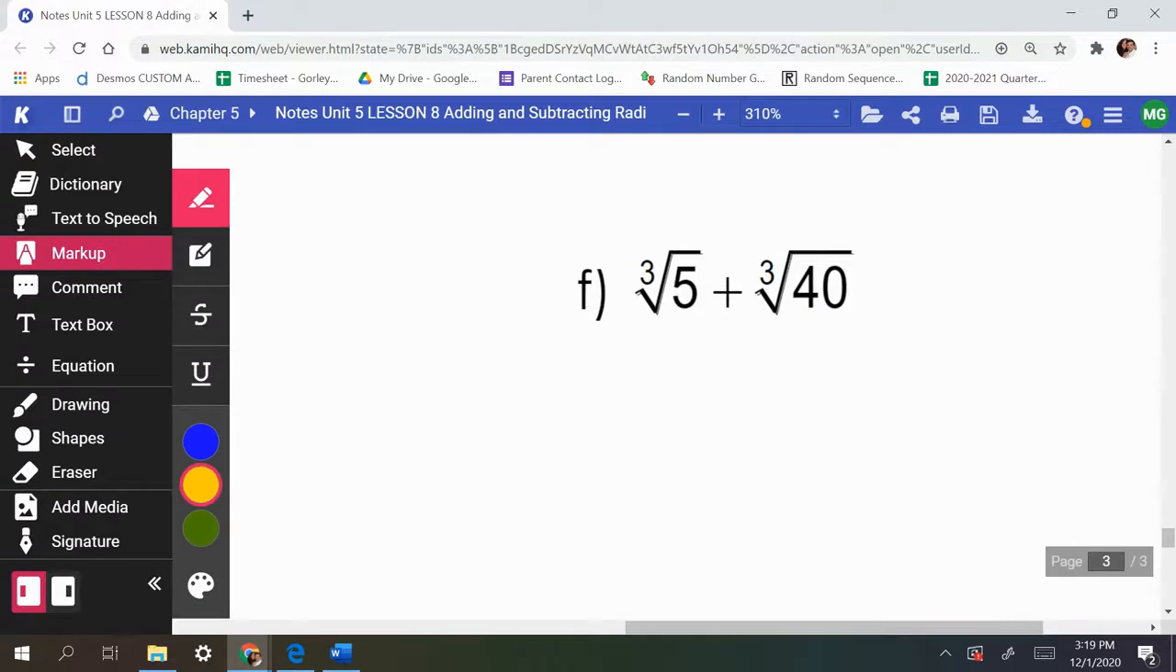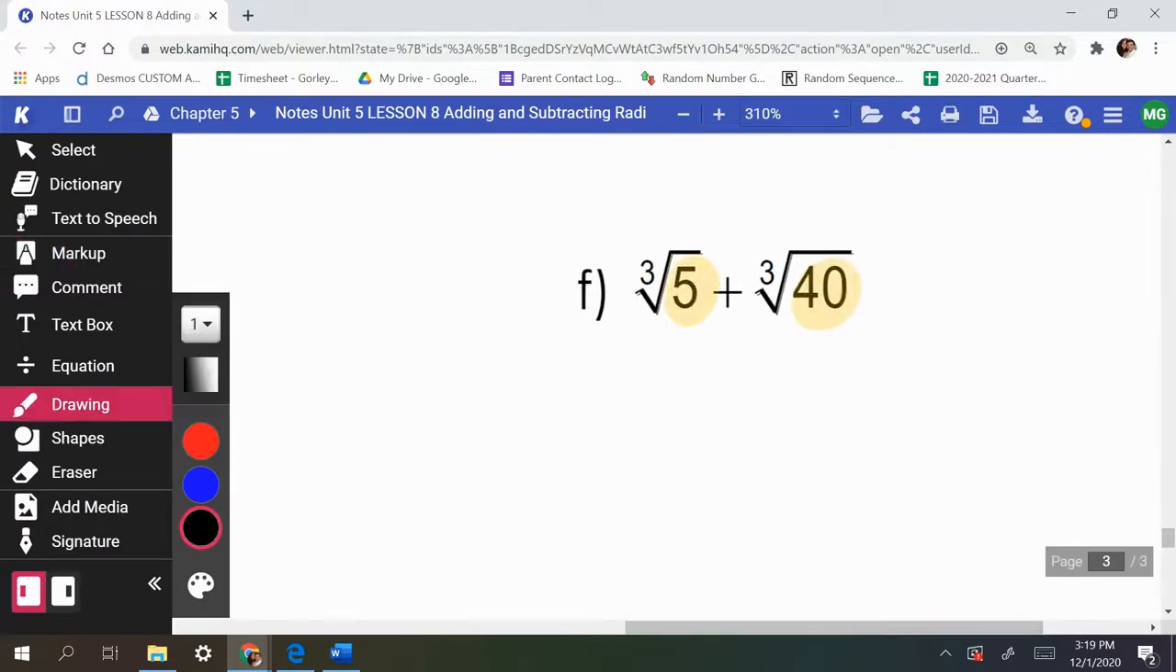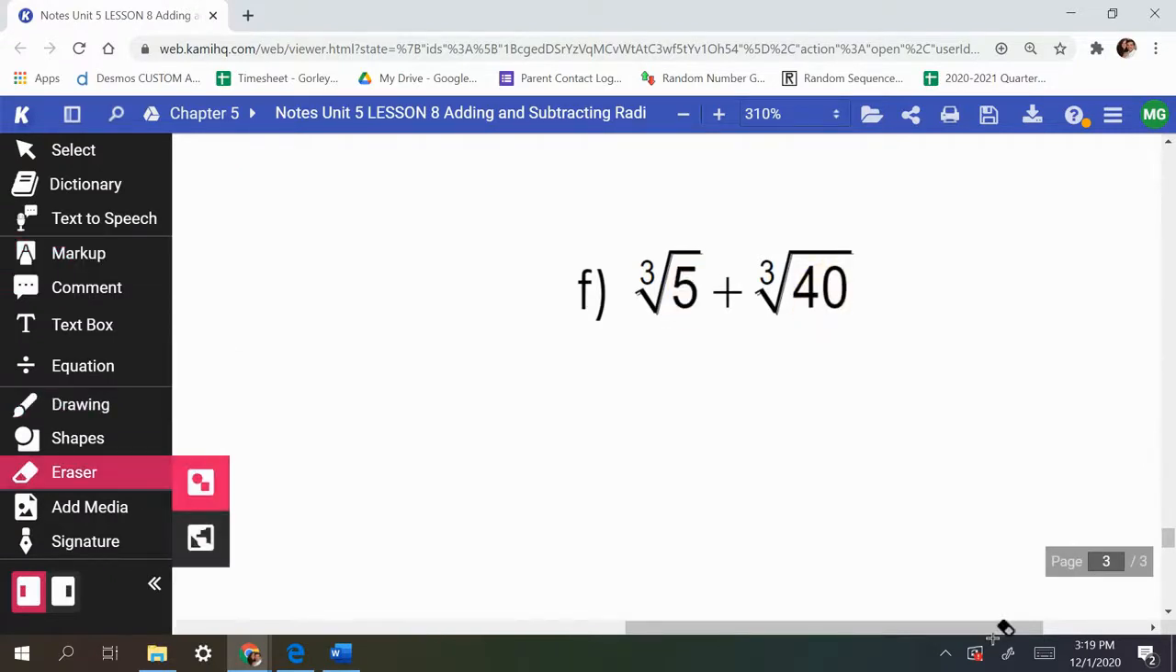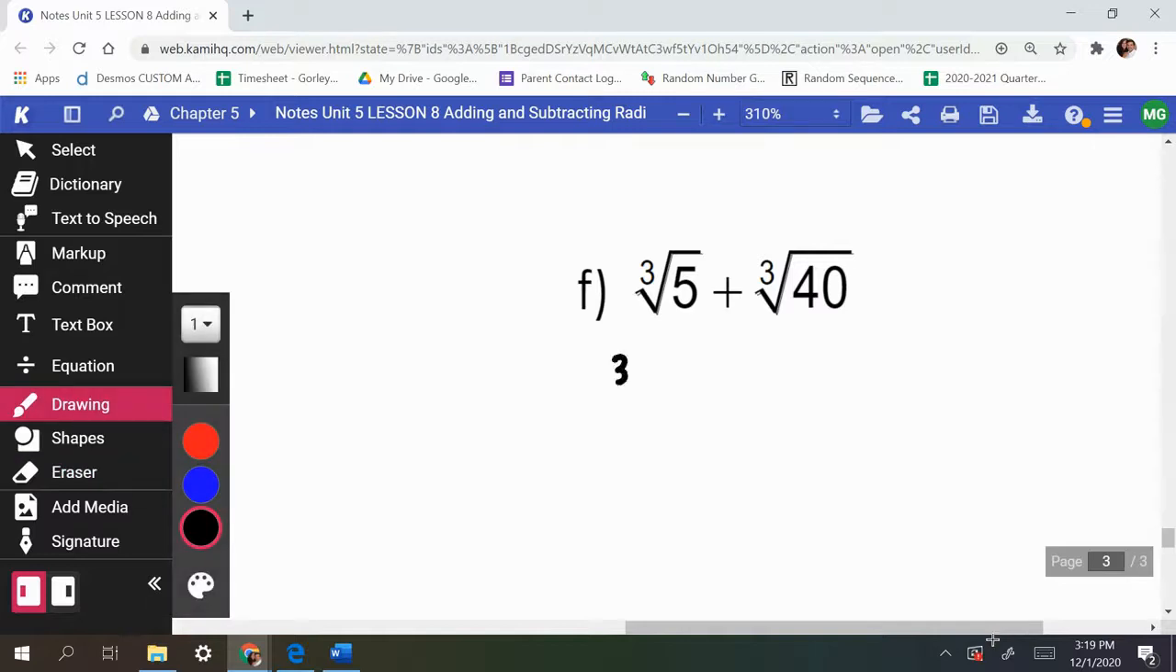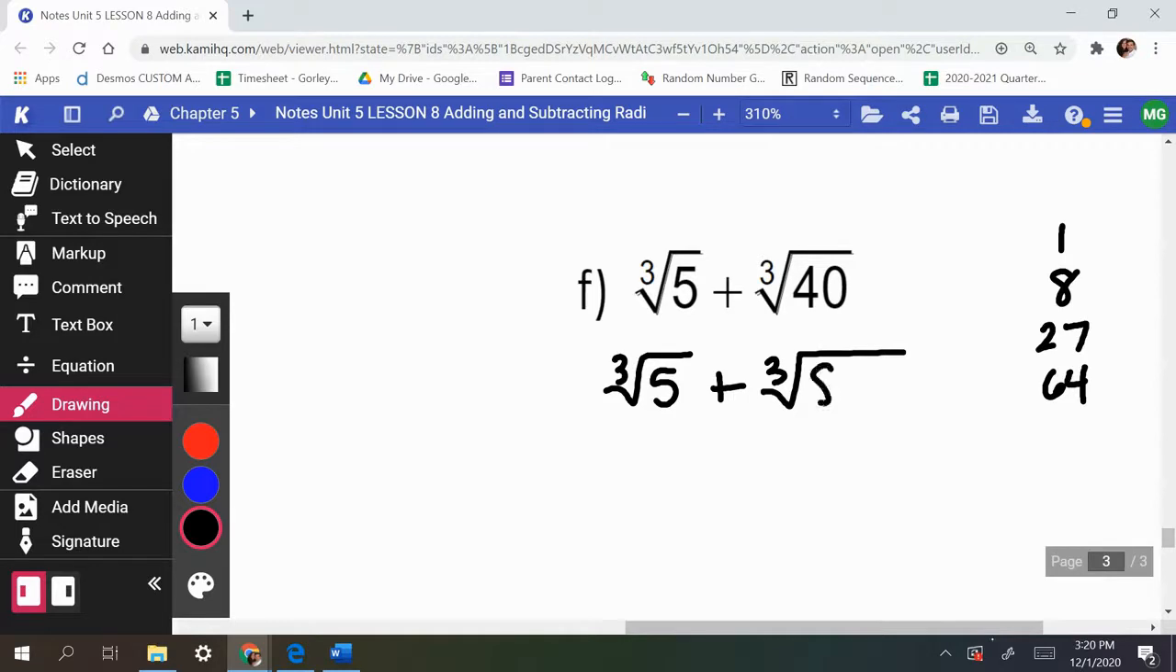These right now are not like terms in part F because 5 and 40, those radicands don't match. Let's simplify to see if we can get like radicals. Cube root of 5, I'm just going to keep alone. 40 is not a perfect cube. What perfect cube would 40 be divisible by? Is 40 divisible by 27? No. What about 8? Yeah, 8 times what gives me 40? 5, where 8's perfect. Cube root of 8 is going to be 2.